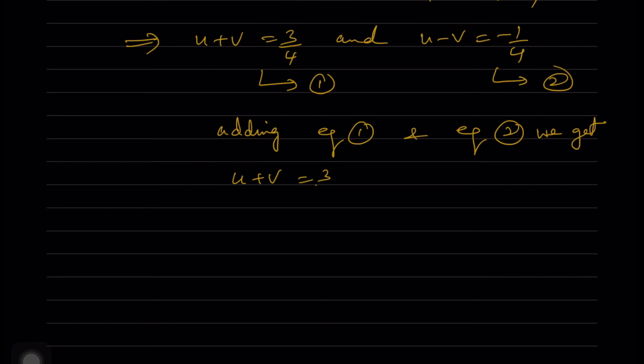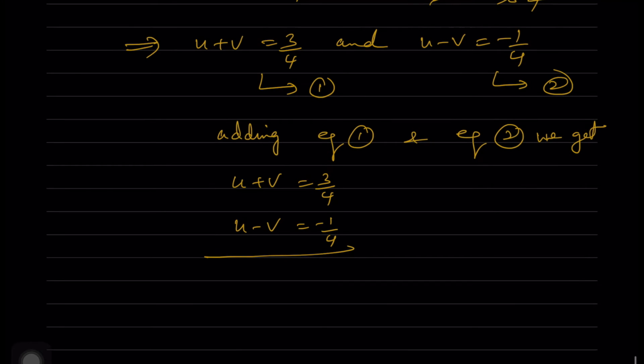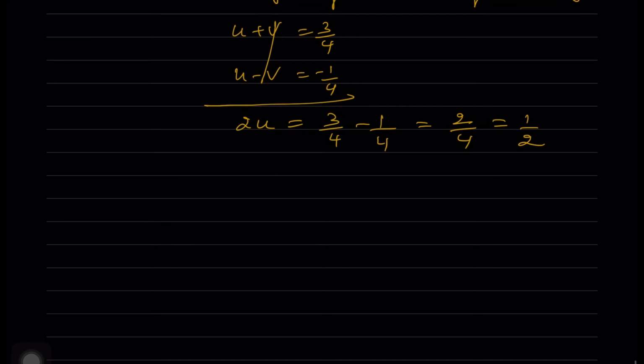v will get cancelled. So when you're cancelling it, you get it in this way. 2u is equal to 2 by 4, which is equal to 1 by 2, or 2u is equal to 1 by 2, so u is equal to 1 by 4. We get it.